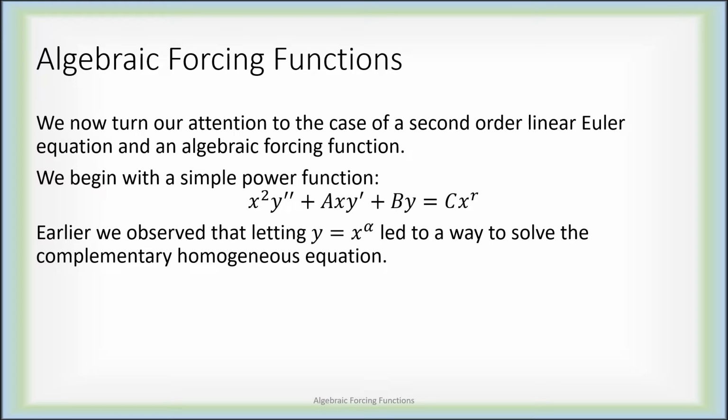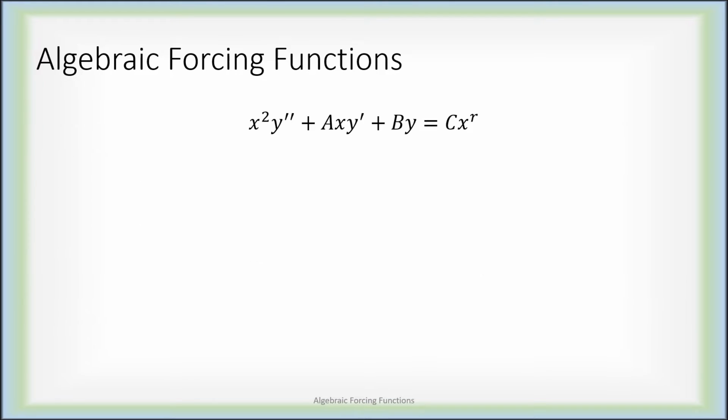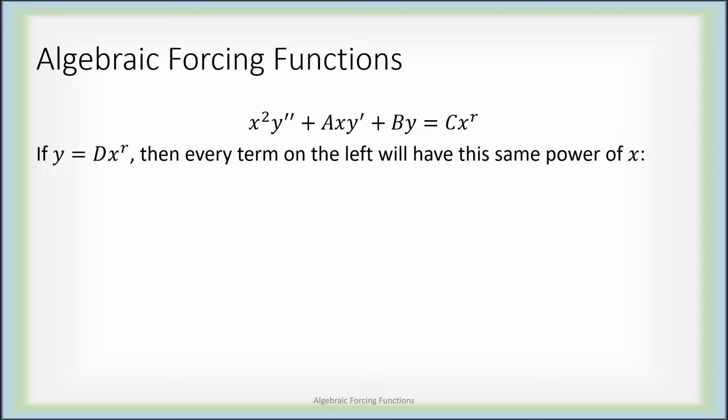Now earlier, what we observed is that letting y be x to the alpha led to a way to solve the complementary homogeneous equation. The same technique can be used to find the solution to this inhomogeneous equation. So here is our second order Euler equation with an algebraic forcing function. Let's presume that y is some constant d times x to that same power r. Okay, so whatever the power of the forcing function, I'm presuming my particular solution has the same power. Why am I doing that?